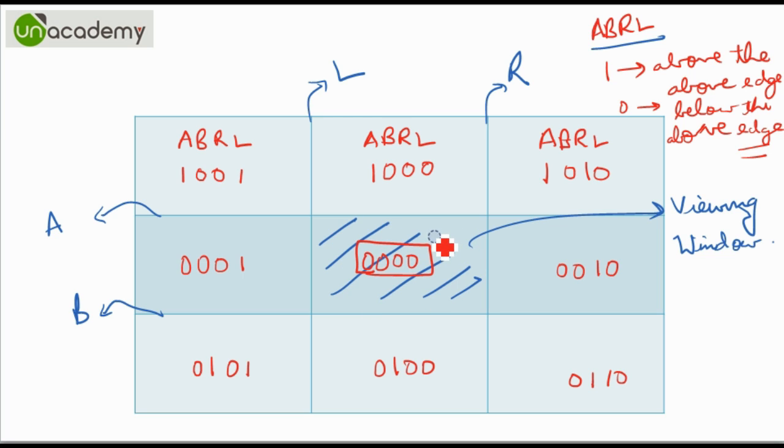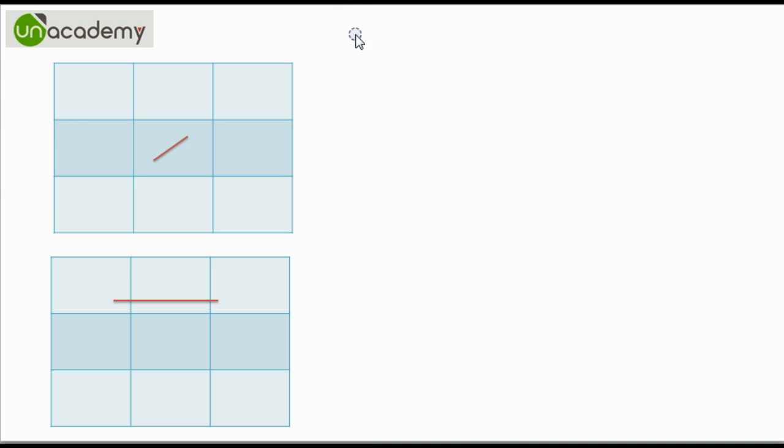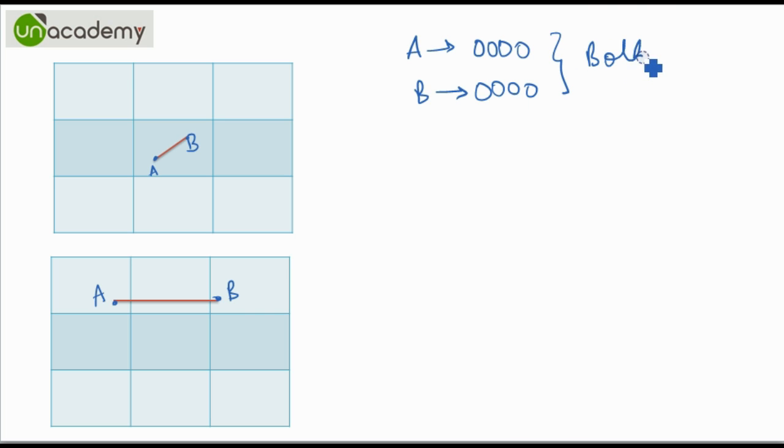And we are to look for all the points that have this ABRL code. So you have to be clear with this concept first, and then we move on. Let us take some examples. In this grid, we have this line, let us name it as AB. We see that the code for A is 0000, B is 0000, and both are 0. Trivially accept.